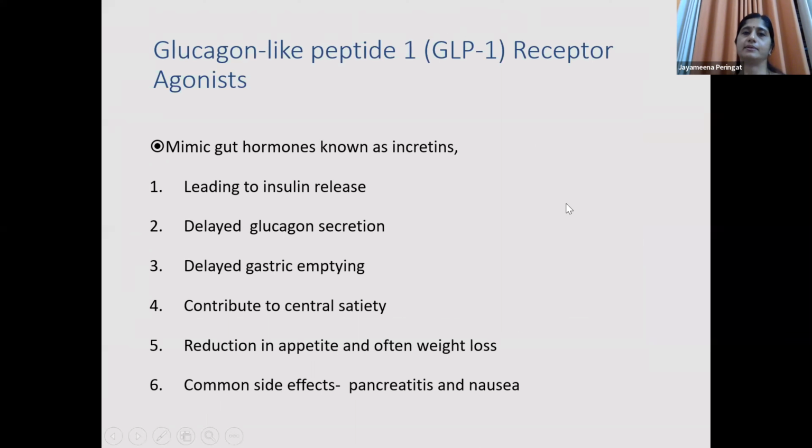So GLP-1 receptor agonist is the next drug of choice, but we have our own problems in using these drugs because it delays gastric emptying. Most of the CKD patients have delayed gastric emptying. They have decreased appetite, and this drug actually contributes to satiety. So using this drug has been a bit difficult in CKD patients, although this is the second line of drug which is being recommended.